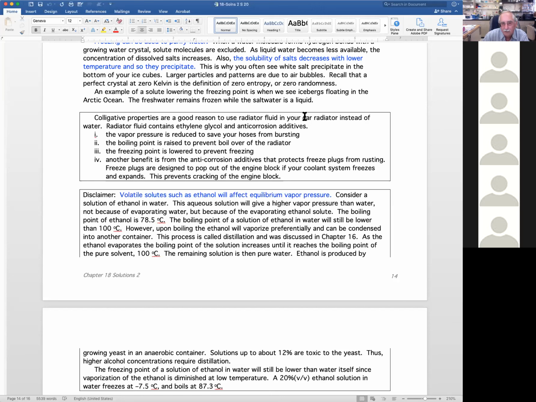That costs money. But here's the reason why you would put radiator fluid in your radiator. It's because of the colligative properties. The vapor pressure is lowered, the boiling point is raised, and the freezing point is lowered. Okay? That's why it's called antifreeze. And in addition, you have anti-corrosion additives that protects your freeze plugs, protects your water pump, all kind of stuff like that.